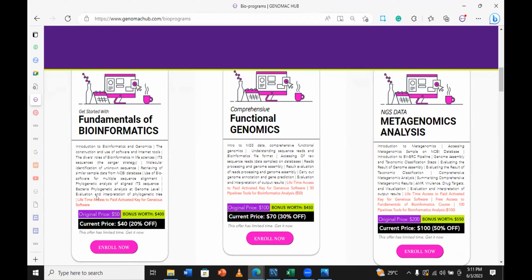So we have fundamentals of bioinformatics, and that includes introduction to bioinformatics and genomics, the use of software tools and internet tools, the diverse roles of bioinformatics in life science, ITS sequences, molecular identification of unknown sequence, retrieval of sample data from the NCBI database, use of bioinformatics software for multiple sequence alignment, phylogenetic analysis of aligned ITS sequence, bacterial phylogenetic analysis at genome level, evolution and interpretation of biological tree.